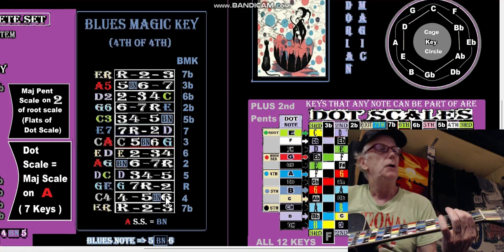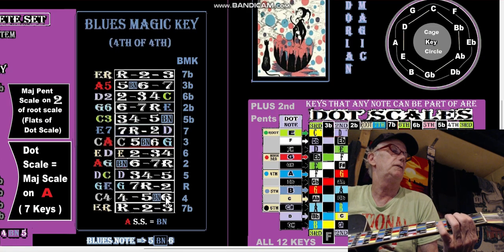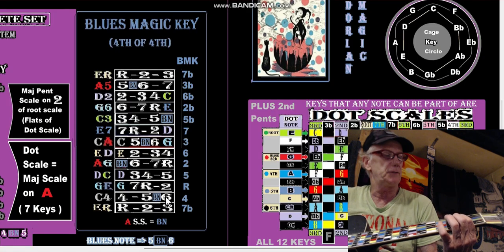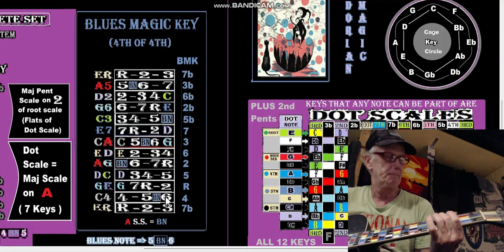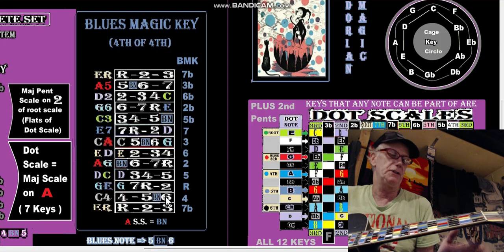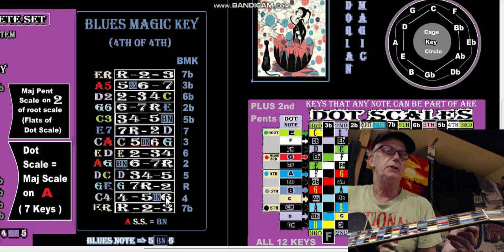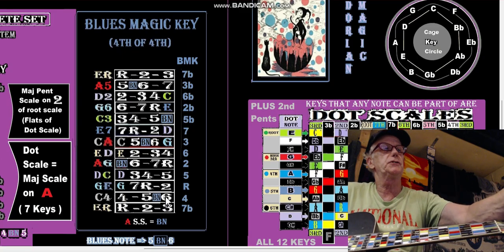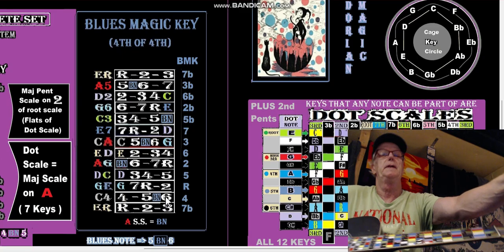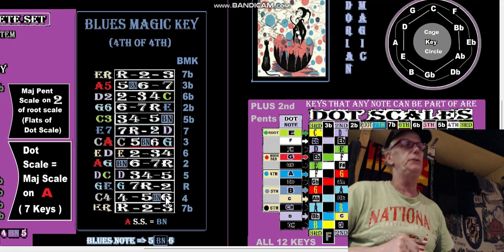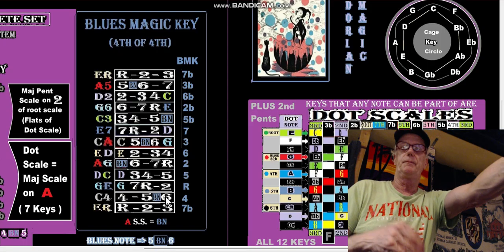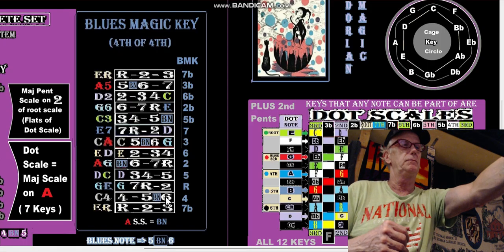Okay, so what's G the 4th of? G is the 4th of D, so it would be in like D there. But it doesn't sound bluesy because I'm just playing a major scale. So let's look at what it sounds like with just one blues note. There's one blues note, that's it. C dominant.